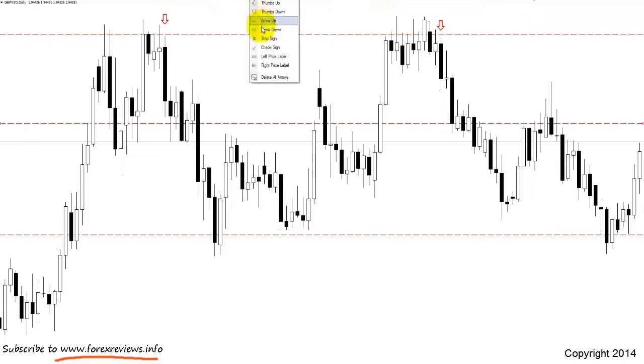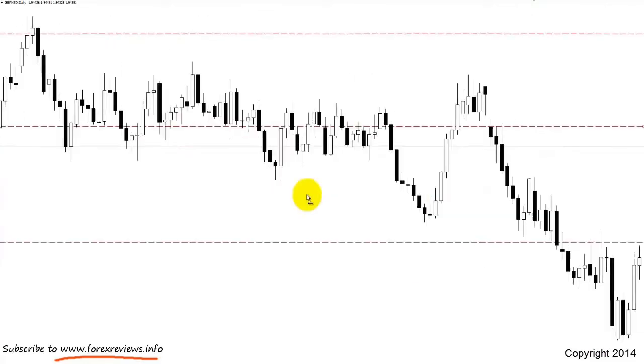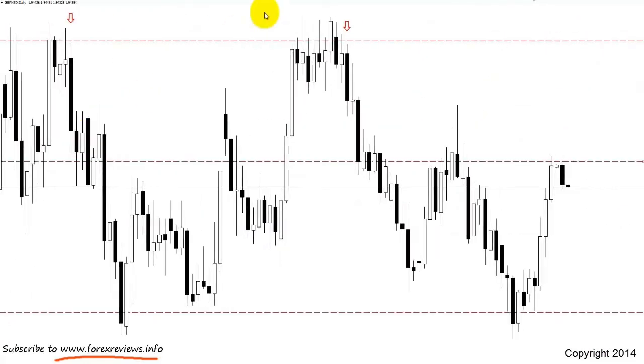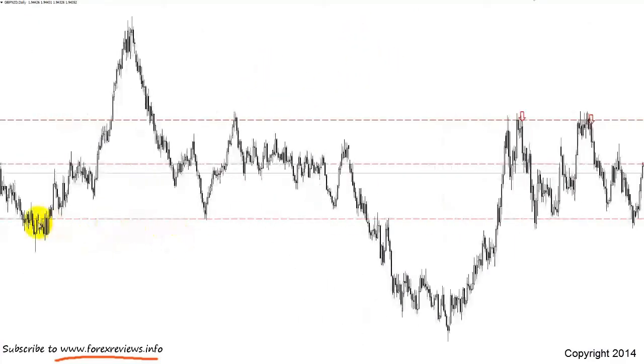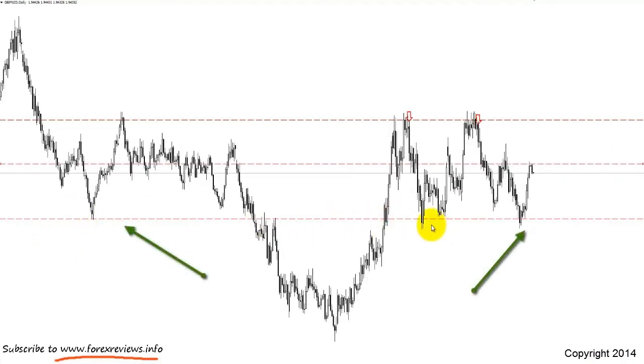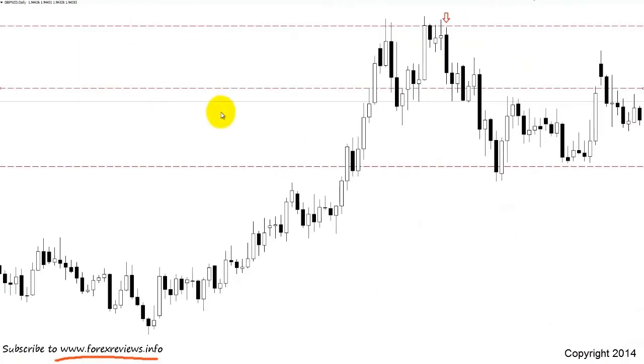Down here, we had a nice support structure, which was formed, well, I'd have to zoom out. Just give me a second. Yeah, as you can see, nice support structure, boom and boom. So when price came back here, what did we expect? We expected that it could act as support again.